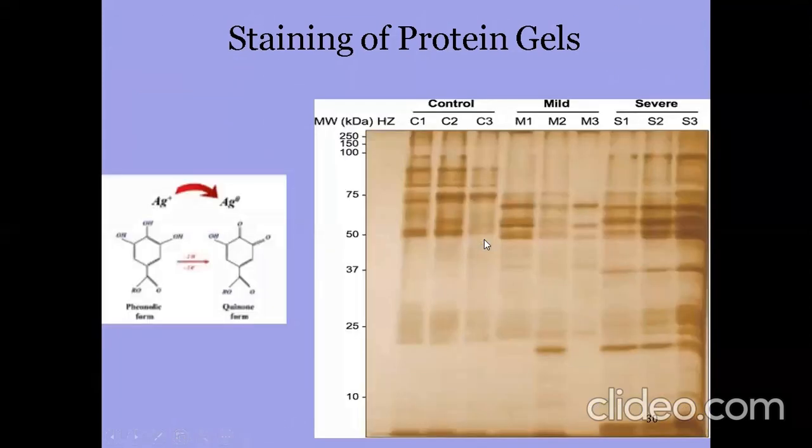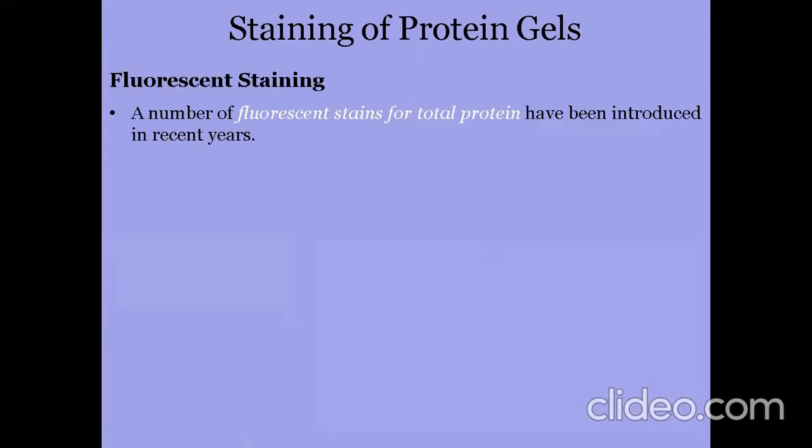Next is fluorescent staining. This one is the third of the staining. The first one was Coomassie brilliant blue stain. The second one is silver stain. Now we have an option for the third one, and that is fluorescent staining. A number of fluorescent stains for total proteins have been introduced in recent years. Fluorescent staining is a fast and easy procedure, faster and easy to use.